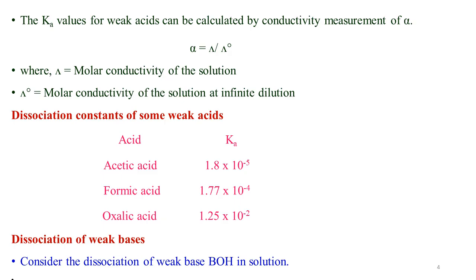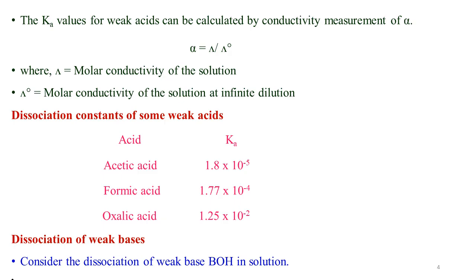Dissociation constants of some weak acids. Acid and Ka values. For acetic acid, the Ka value is 1.8 × 10^-5. For formic acid, it is 1.77 × 10^-4. For oxalic acid, the Ka value is 1.25 × 10^-2.